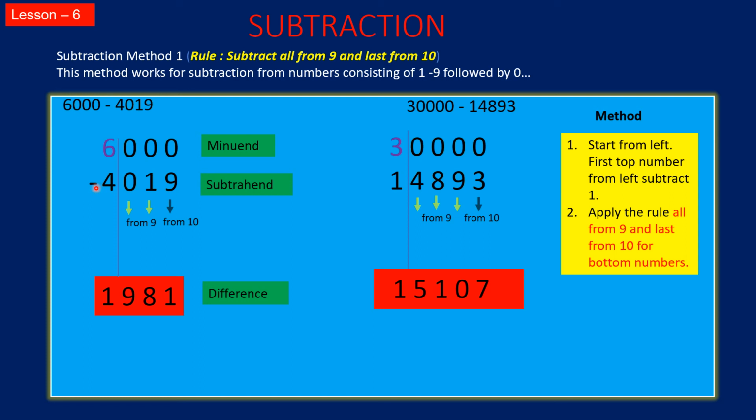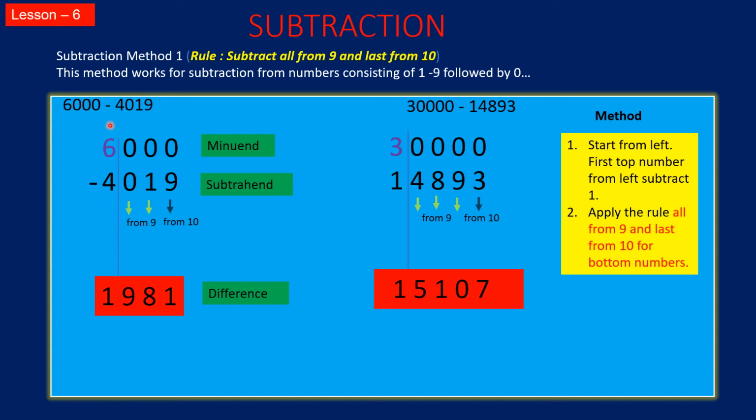6,000 minus 4,019. So write down 6,000 and under that you write down 4,019. And then you draw the answer box. So you start from left. First top number from left, subtract 1. So 6 minus 1 is 5. Right? So just write down here or just remember 5 in your mind.